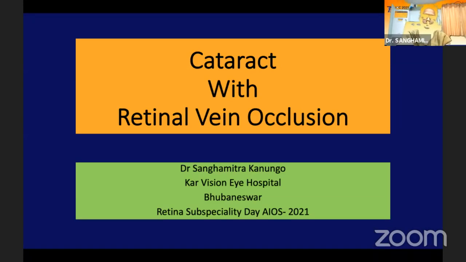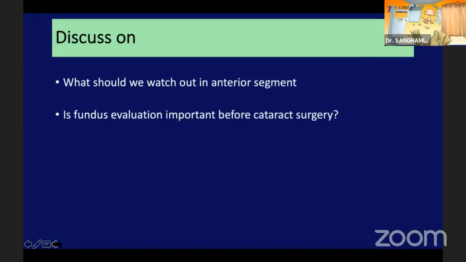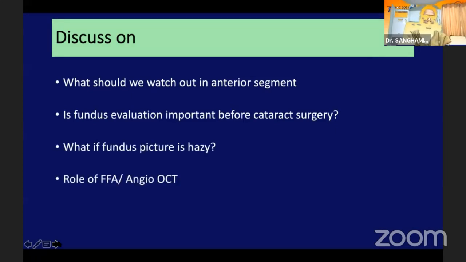I would be talking about cataracts with retinal vein occlusions. So we would be discussing what we should watch out for in the anterior segment examination. Is fundus evaluation important? What if the fundus picture is hazy? The role of FFA and angiography, and the role of intravitreals.